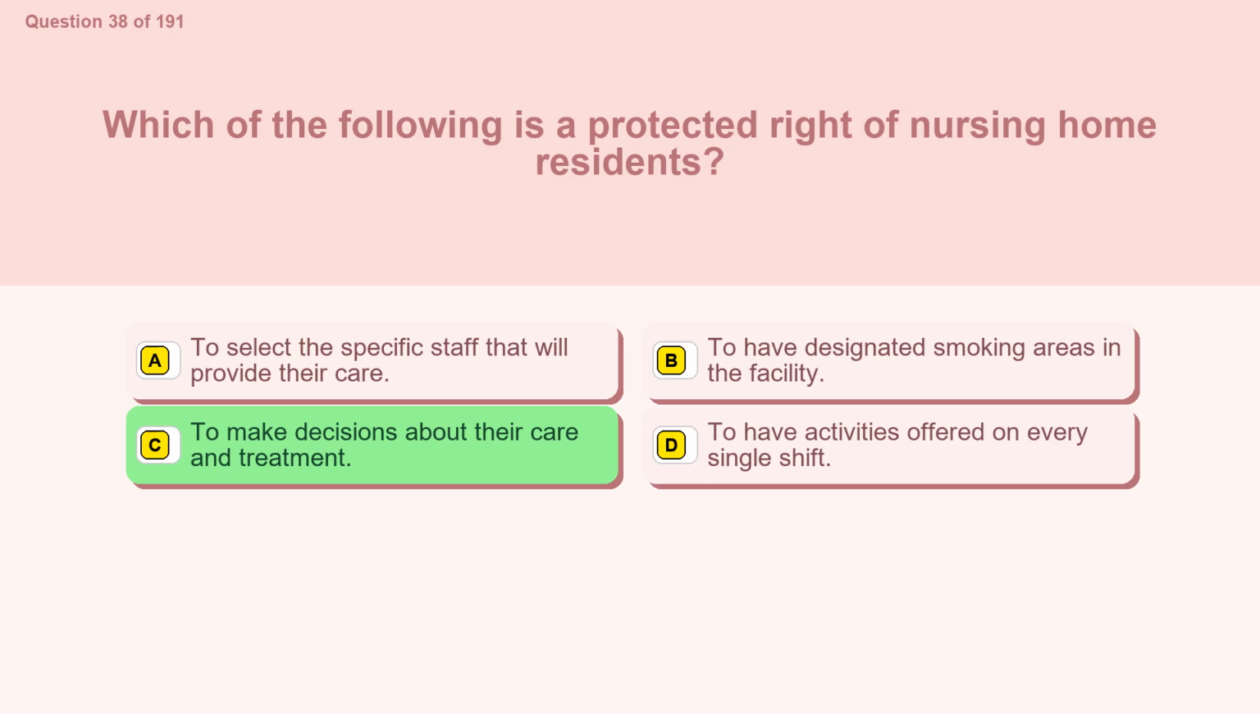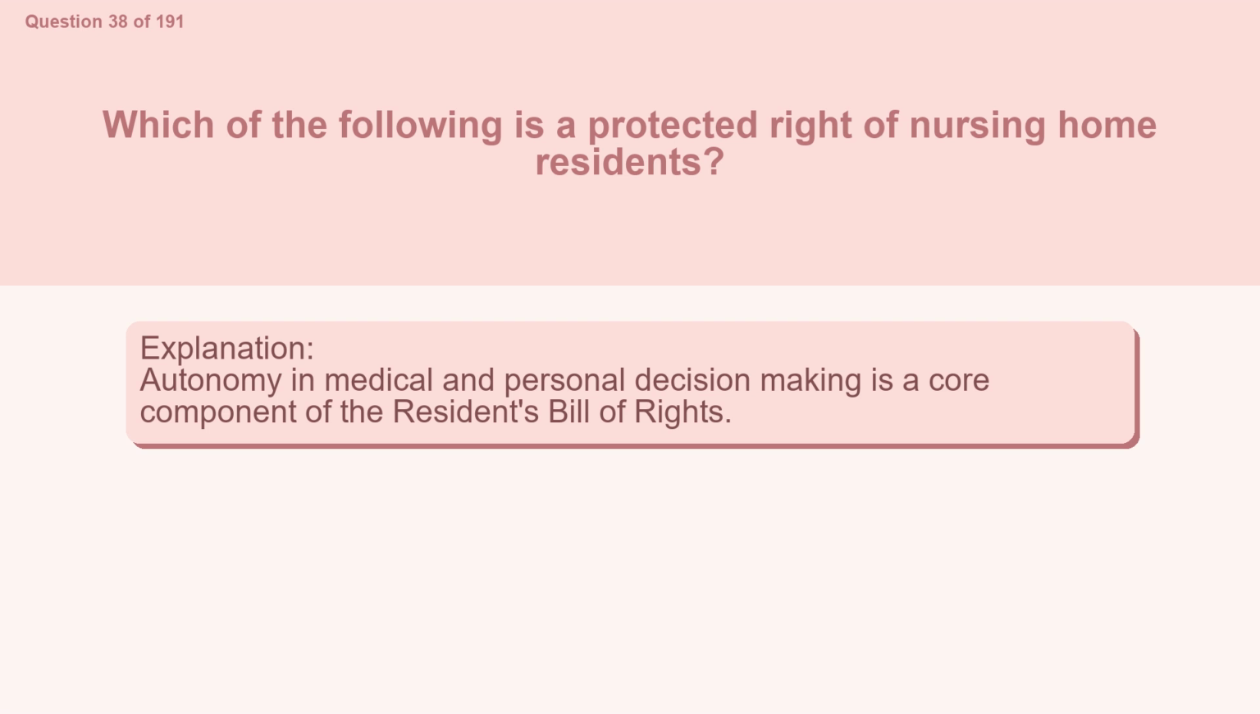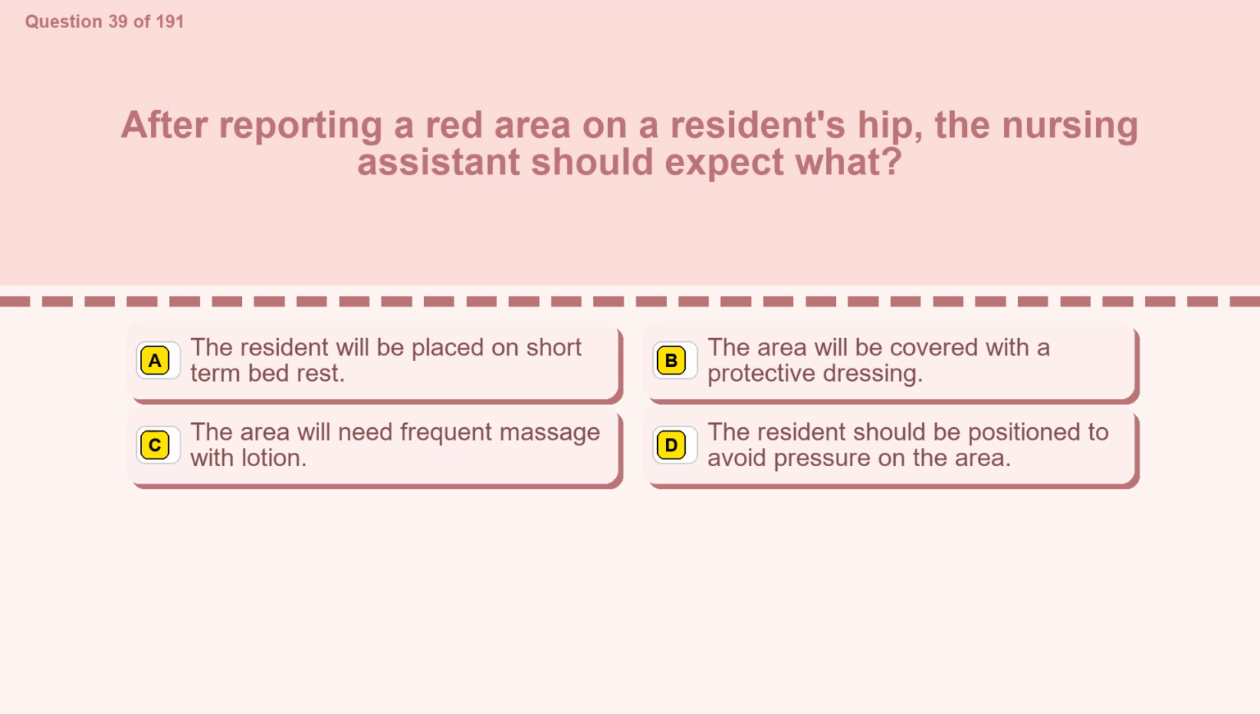The correct answer is option C, to make decisions about their care and treatment. Autonomy in medical and personal decision-making is a core component of the resident's Bill of Rights. Question 39. After reporting a red area on a resident's hip, the nursing assistant should expect what?